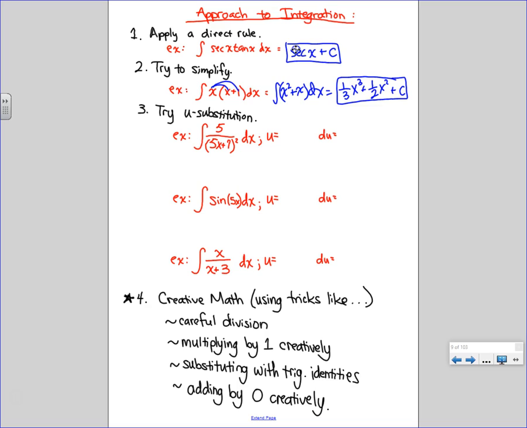Thank you. So, for the first one, u is 5x plus 7, because it's in the parentheses.